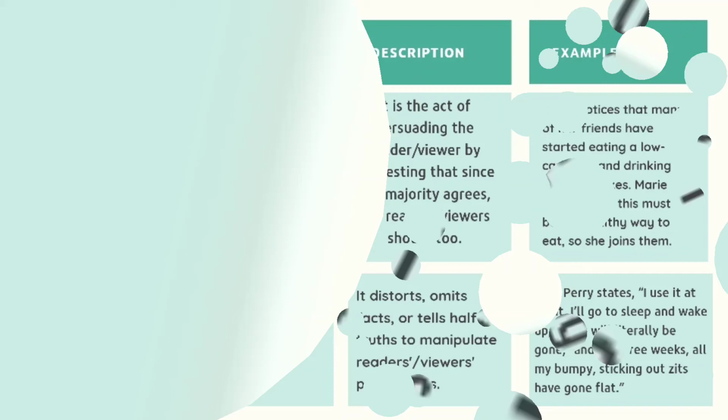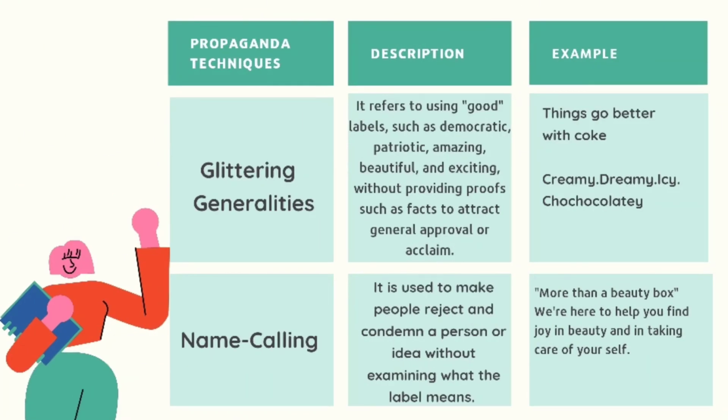Glittering generalities. It refers to using good labels such as democratic, patriotic, amazing, beautiful, and exciting, without providing proof such as facts to attract general approval or acclaim. Example: "Things go better with Coke. Creamy, dreamy, icy, chocolatey." And lastly, name-calling. It is used to make people reject and condemn a person or idea without examining what the label means. Example: "More than a beauty box. We're here to help you find joy in beauty and in taking care of yourself."